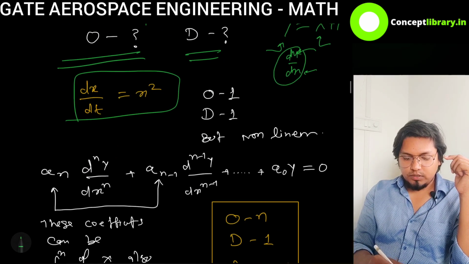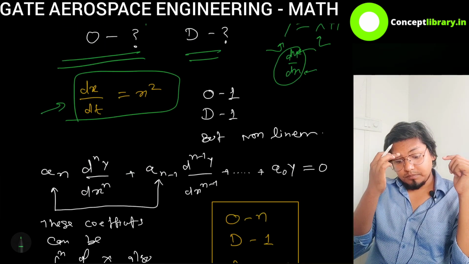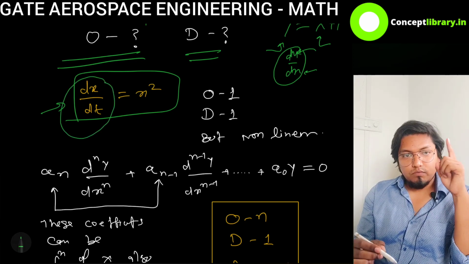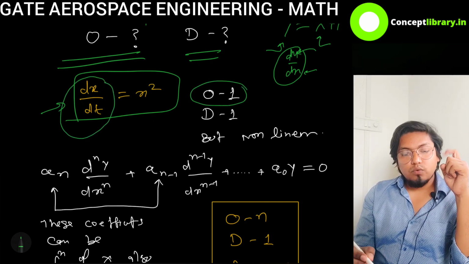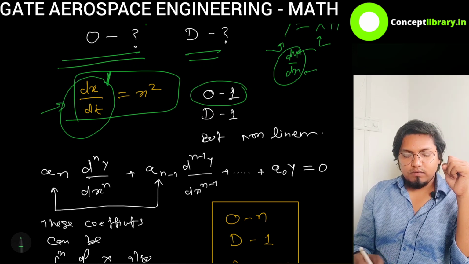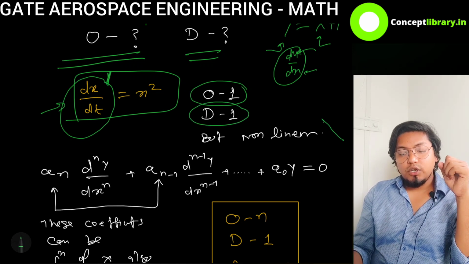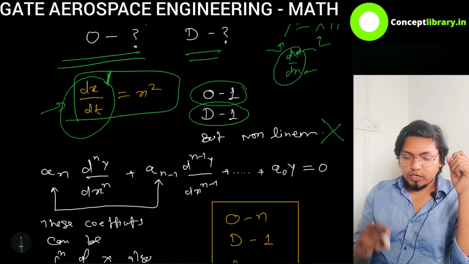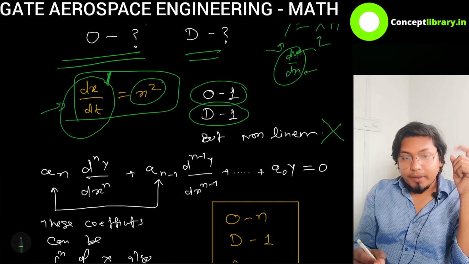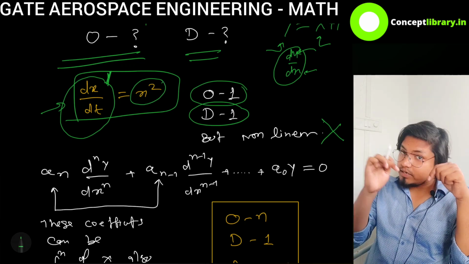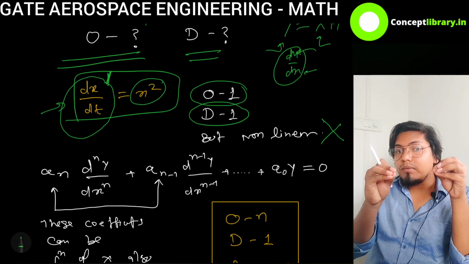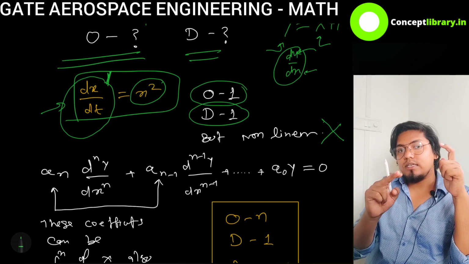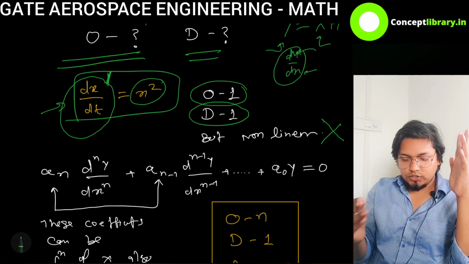Now in this case you see dx by dt. Here you have differentiation 1 time, so your order is 1. Of course the power is again 1, so degree is also 1. But this is non-linear. Why is it non-linear? Because the dependent variable, x depends on t, is multiplied with itself. x is multiplied with x. It should not be the case.